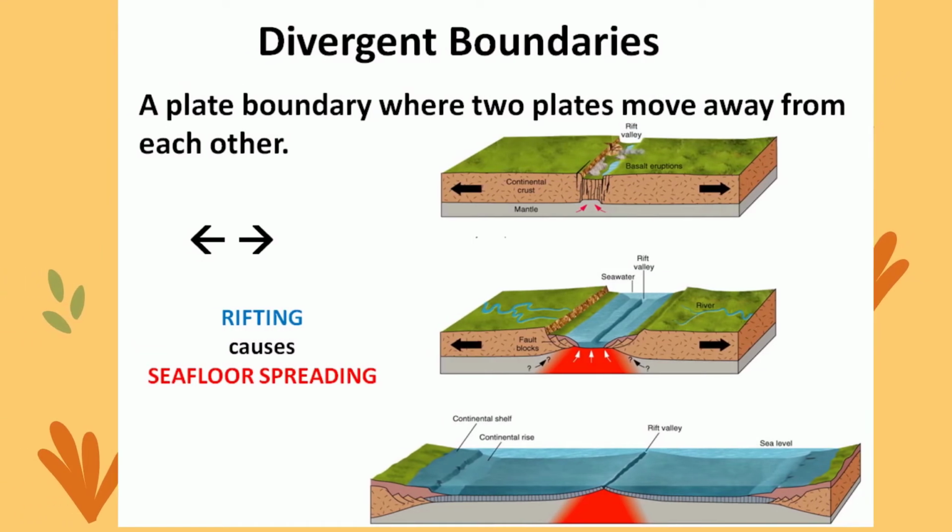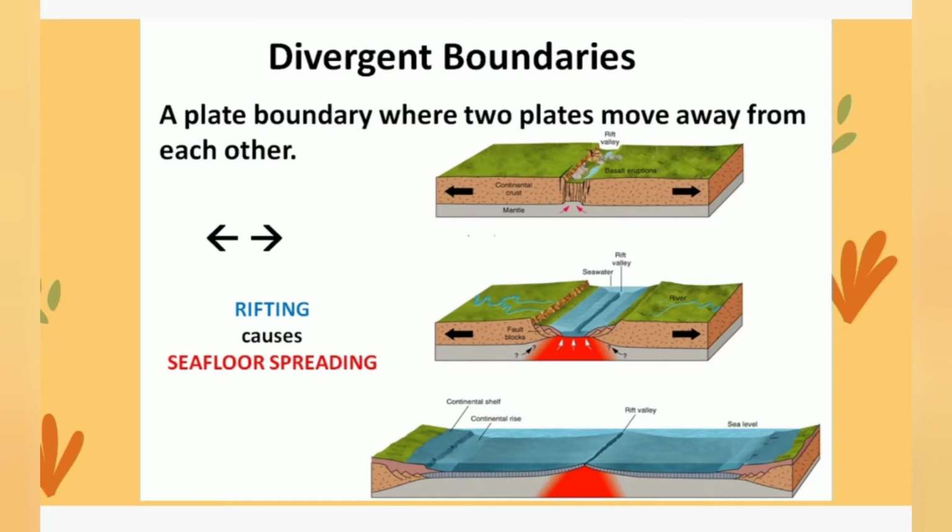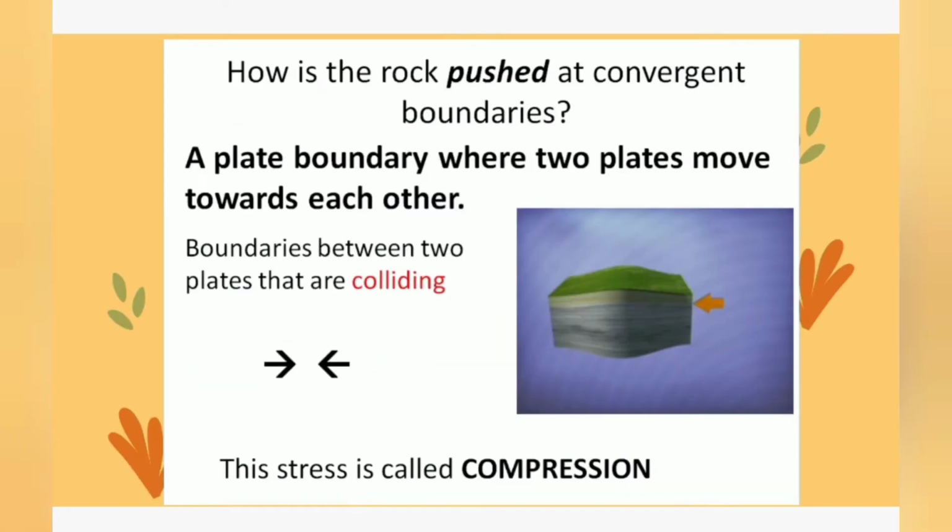Number 1 is divergent boundaries, where two plates are moving apart. In divergent boundaries, two plates move away from each other. Number 2 is convergent boundaries, where two plates are colliding.